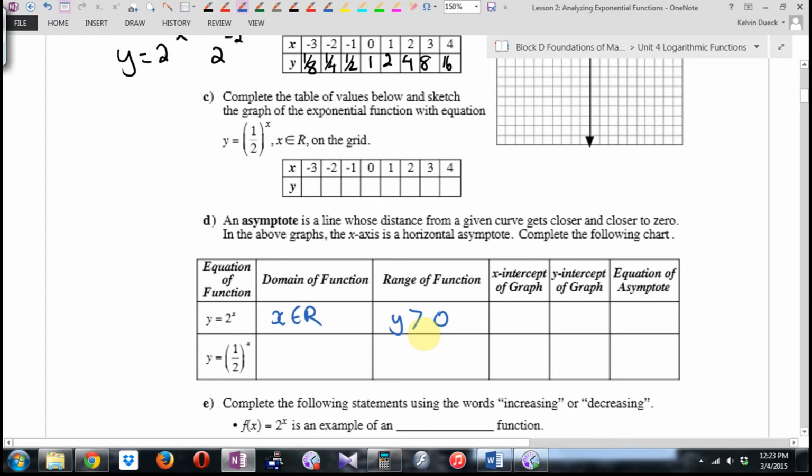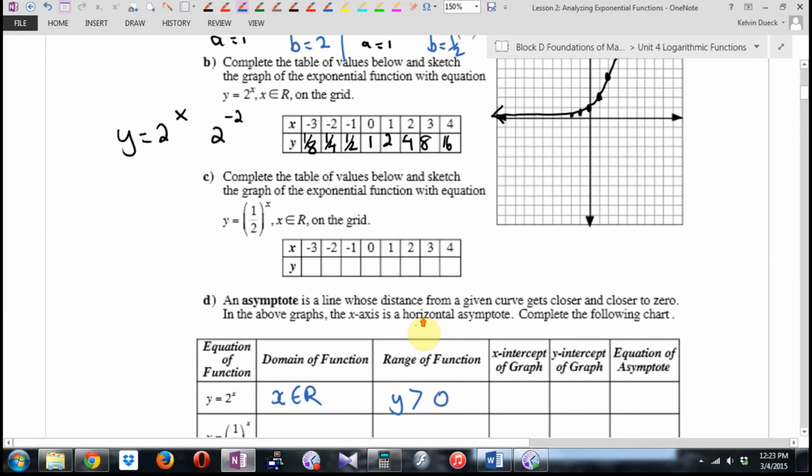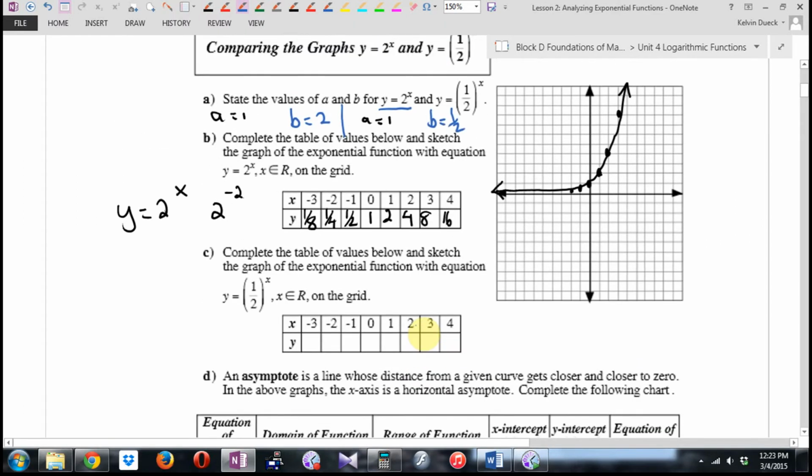By the way, when I show you the inverse, what do you think the domain of the inverse will be? Everything to the right of 0. Okay. What's the x-intercept? It's a trick question. None.